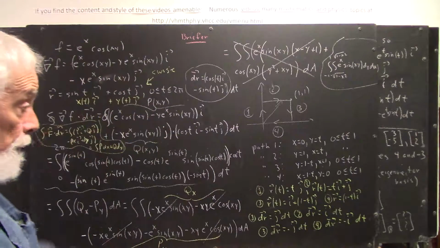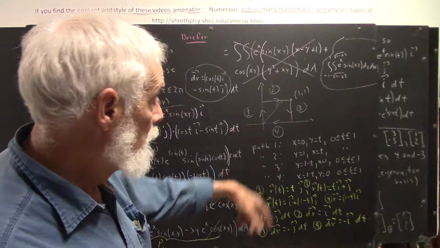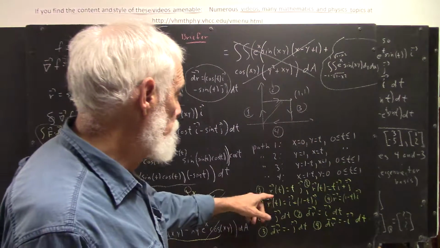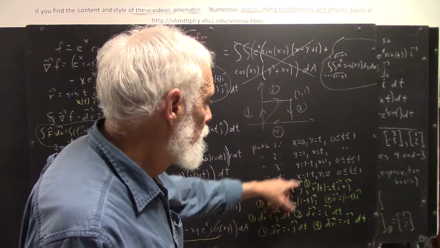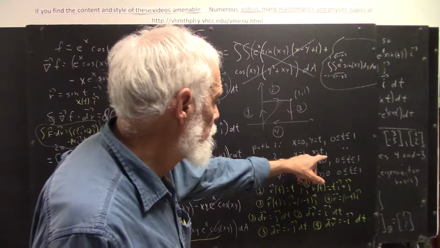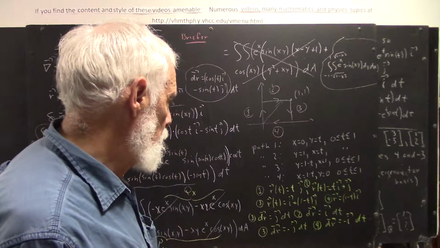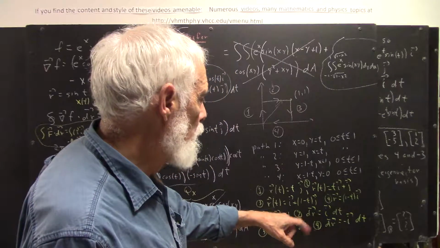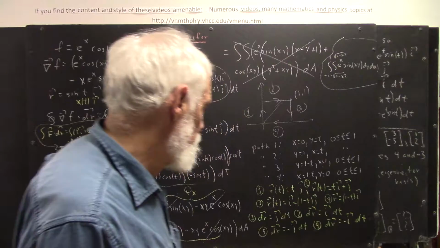But just to be consistent, I'll say we could do the r of t for path 1 is, well, r of t is x of t i plus y of t j. R of t then would be 0 i plus t j, okay? On path 2, x is equal to t, so it's t i, y is equal to 1, so it's 1 j. On path 3, x is equal to 1, so it's 1 i, and y is equal to 1 minus t, so it's (1 minus t) j. And path 4 similarly.